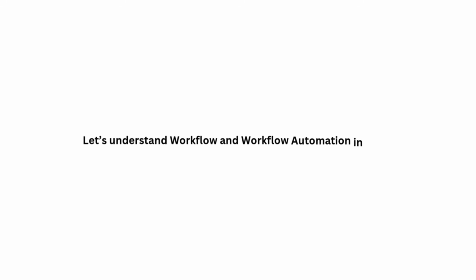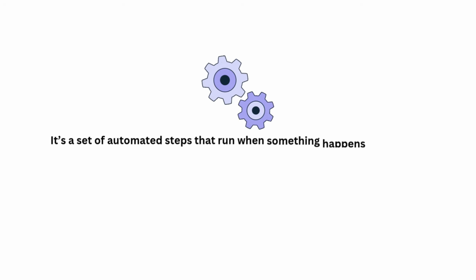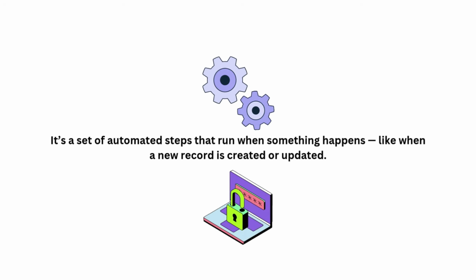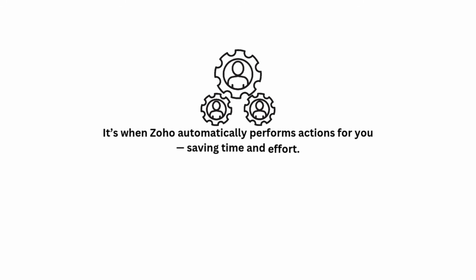Let's understand workflow and workflow automation in Zoho. What is a workflow in Zoho? It's a set of automated steps that run when something happens, like when a new record is created or updated. What is workflow automation? It's when Zoho automatically performs actions for you, saving time and effort.